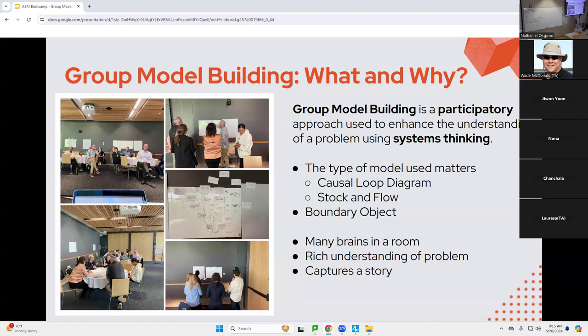Other things that group model building does: it has that many-brains-in-a-room approach. So you get a really rich understanding of a problem. There are a lot of people coming at a problem from a lot of different perspectives.